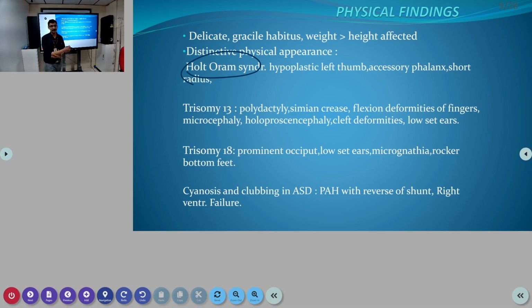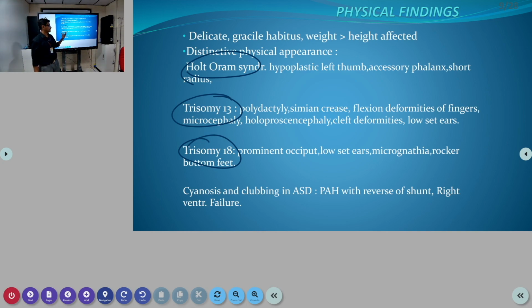So we have to examine the upper limbs carefully, and look for any absent radius or a short or absent thumb. If you see a hypoplastic thumb, you must think of Holt-Oram syndrome, and that the case might be an atrial septal defect case. The other two syndromic conditions associated with atrial septal defect include trisomy 13 and trisomy 18, which are Patau and Edwards syndromes.